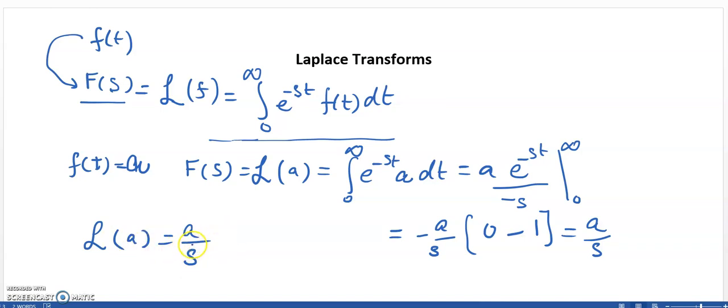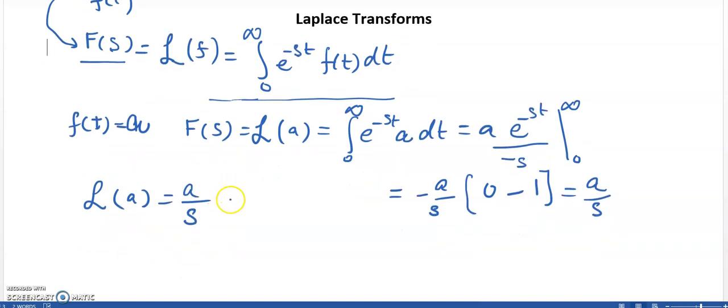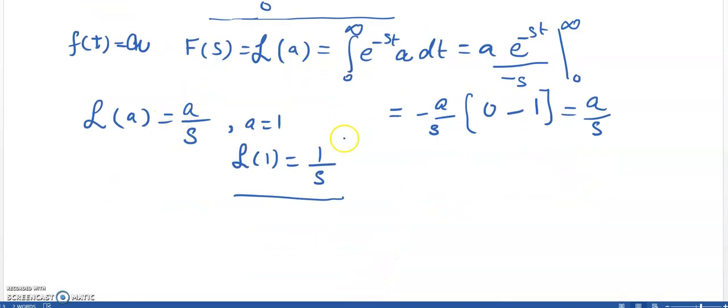If we take a equal to 1, the Laplace transform of 1 will be 1 over s. This is one of the earliest formulas which you can derive for the Laplace transform. Let's move forward and try another Laplace transform. For example, instead of a, we have the function e power at, and we want to find its Laplace transform.